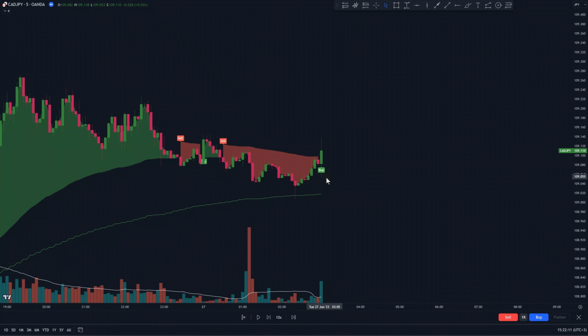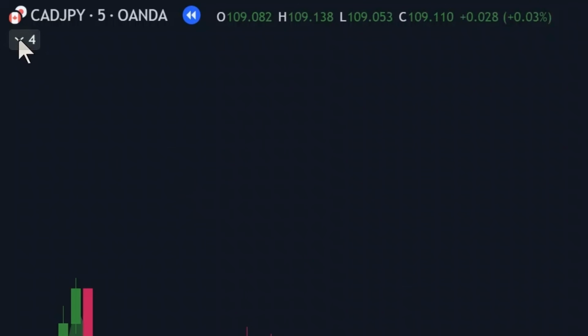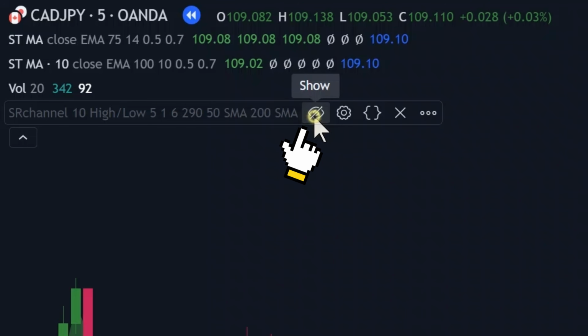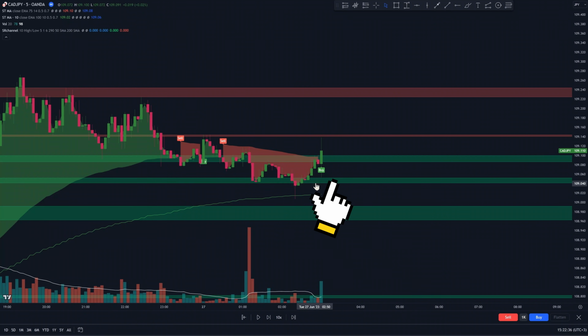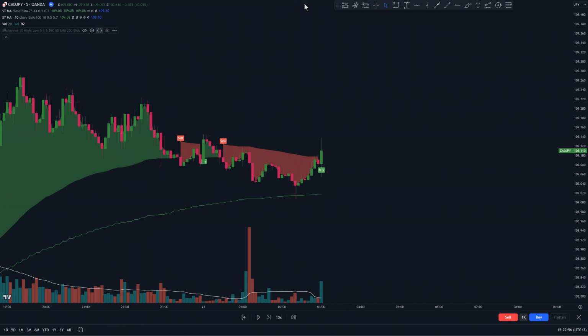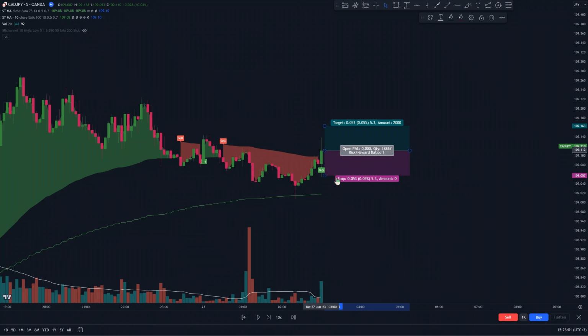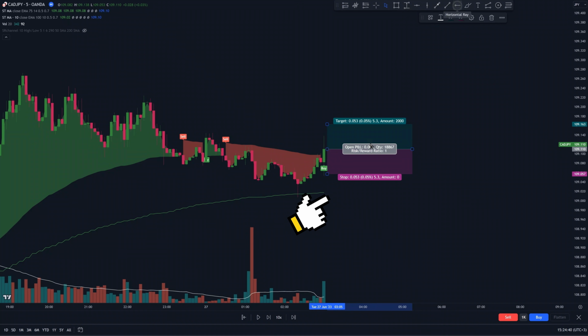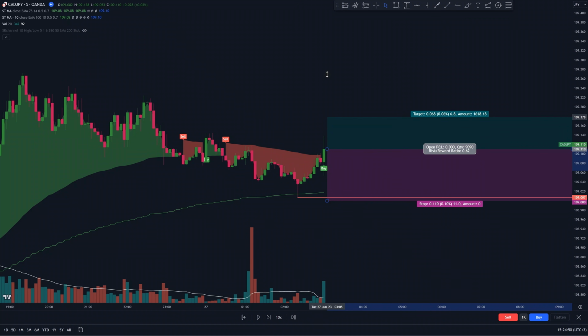Last but not least, we want the most recent swing low of the price to be rejecting off of a support level. To confirm that, we just activate the Support Resistance Channels indicator. Right here, we can see that there is this green level, which represents a support level, and the price bounced off it. All our entry conditions are met on this candle, so we're gonna enter a long trade here. The stop loss is gonna be set below the most recent swing low, and for the take profit, we're gonna set it at 2.5 times the risk.